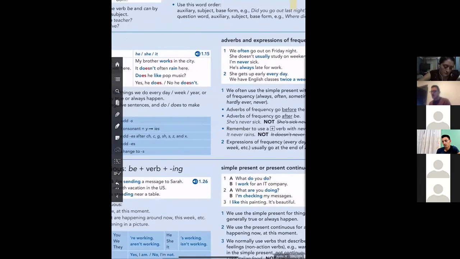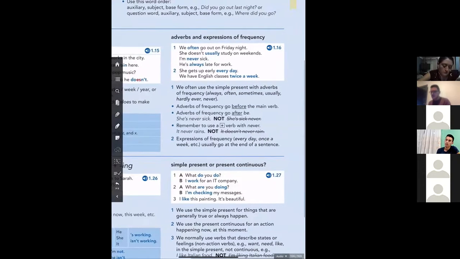We often go out on Friday night. She doesn't usually study on weekends. I'm never sick. He's always late for work. She gets up every day. We have English classes twice a week. So we often use the simple present with adverbs of frequency: always, often, sometimes, usually, hardly ever, and never. Adverbs of frequency go before the main verb. Adverbs of frequency go after be. She's never sick. No, she's sick never.